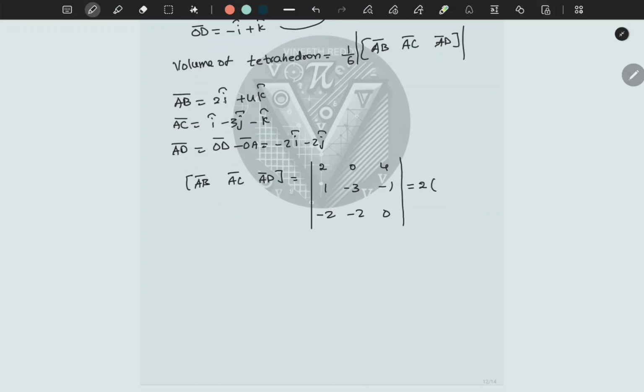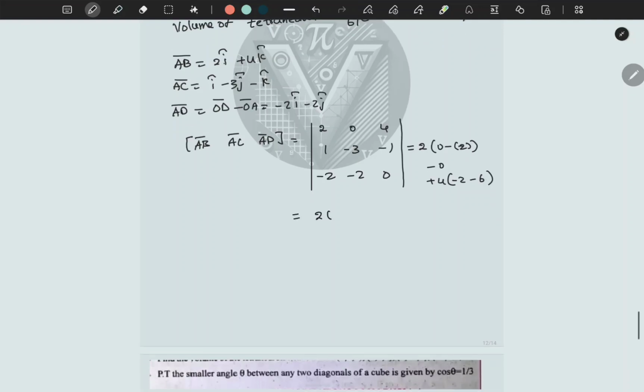We get 2 times minus 3 into 0 is 0, minus 2 into minus 1 is plus 2. Right? Correct? Yeah, perfect. Next, minus 0 plus 4 times 1 into minus 2 is minus 2, minus 2 into minus 3 is plus 6. So ultimately we are left with 2 into minus 2 plus 4 into minus 8. So ultimately we get minus 4 minus 32, which is minus 36.